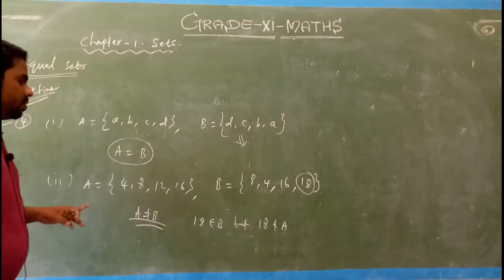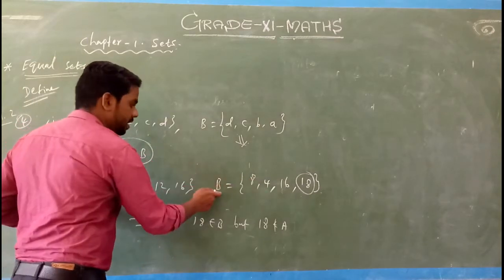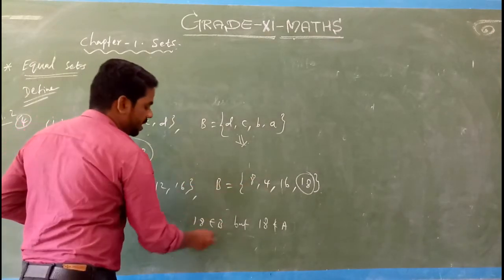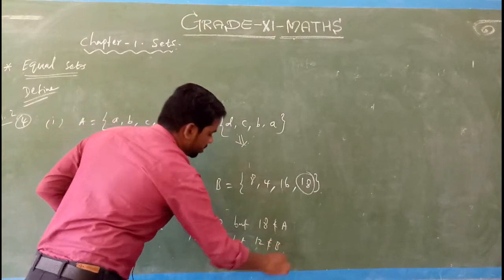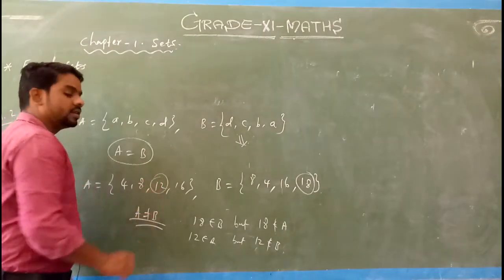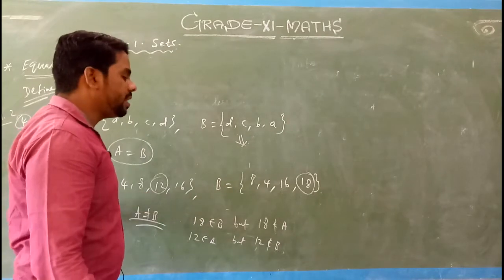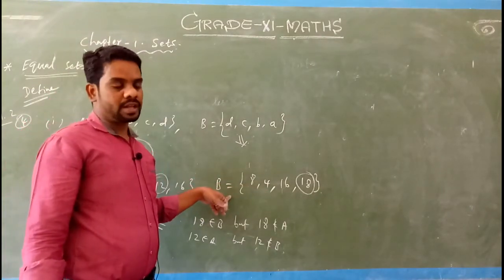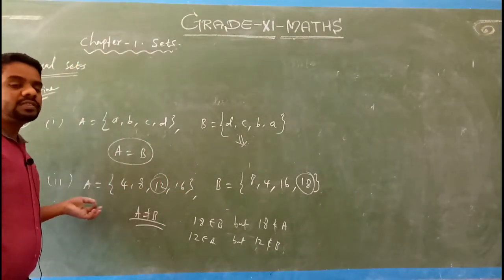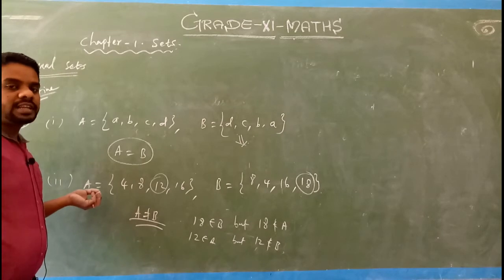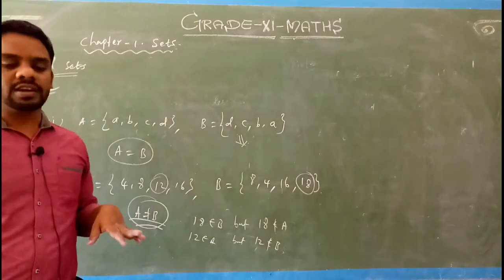Okay, 18 belongs to B, and 4 belongs to A and 4 also belongs to B. 12 belongs to A, but 12 does not belong to B. These two elements are different. A has 12 and B has 18. So two elements are different. 12 belongs to A, but 12 does not belong to B, and 18 belongs to B, but 18 does not belong to A. So the two given sets A and B have the different elements 12 and 18. So A is not equal to B. So these two sets are unequal.